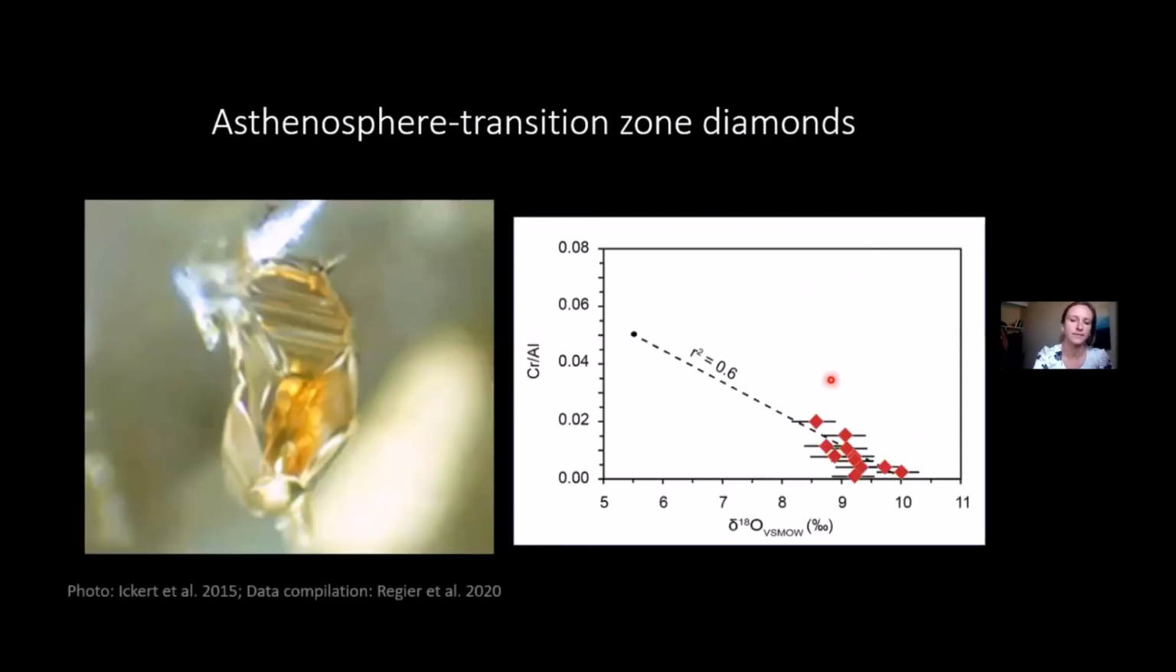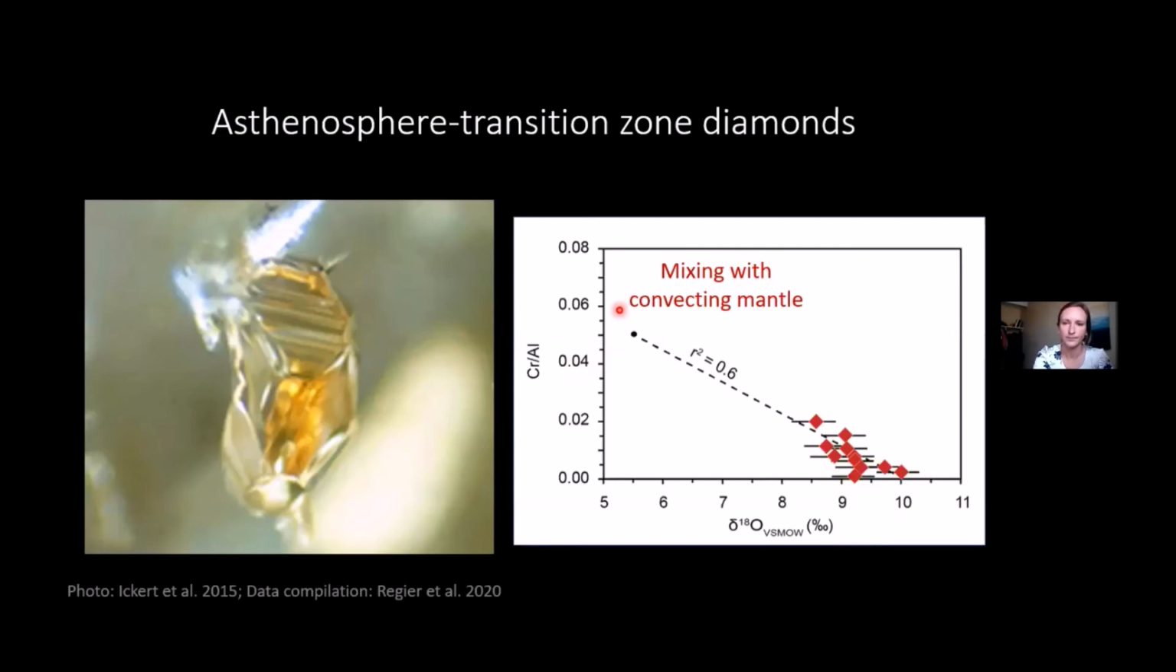And so this intermediate chemistry of our majoritic garnets is actually interesting because when we look at the delta 18O values that we find in some of these majoritic garnets and compare that versus the chrome aluminum content of these majoritic garnets, what we see is an apparent mixing trend between a high delta 18O end member and one that is relatively enriched in chromium.